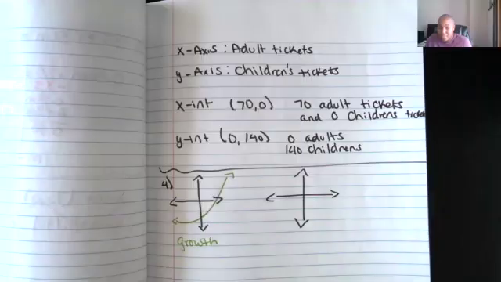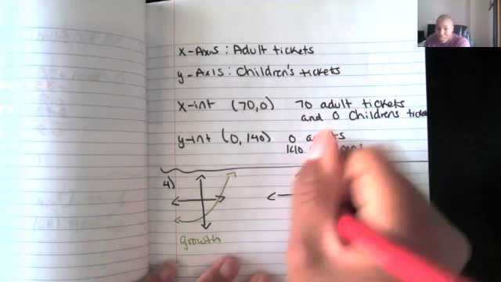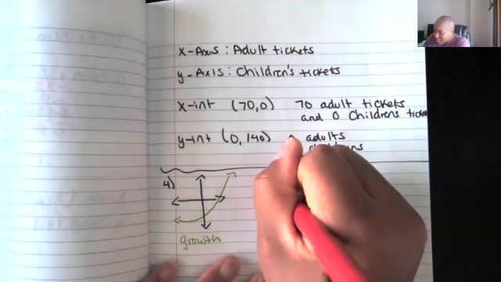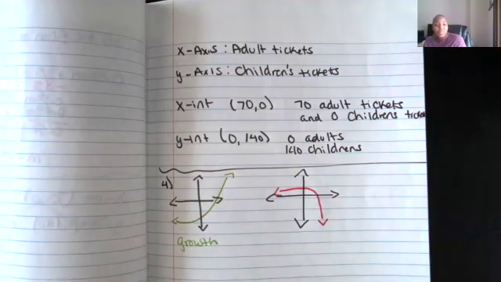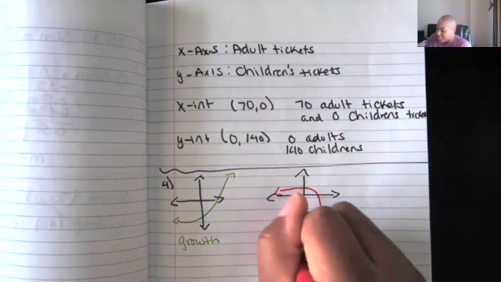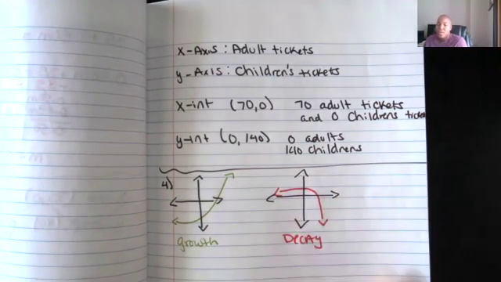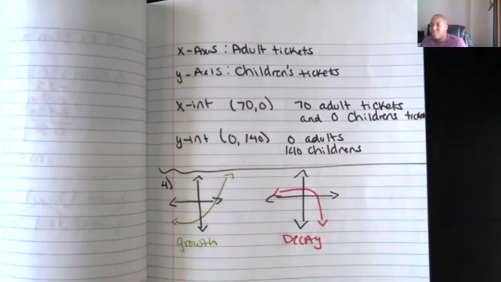So from left to right, it can start anywhere, it doesn't matter, but then it's going to fall down. It's eventually going to go down. And that's your decay. So your task is to identify if something is growth or decay by looking at a graph.